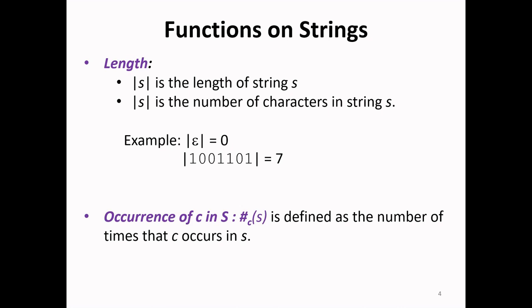Next comes the occurrence of c in s, represented by hash c of s, which defines the number of times c occurs in s. For example, the number of times a occurs in this particular string is equal to 1, 2, 3, 4.